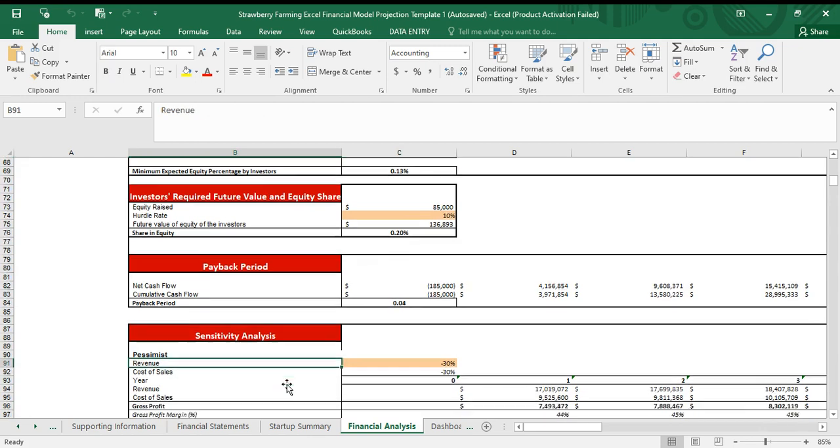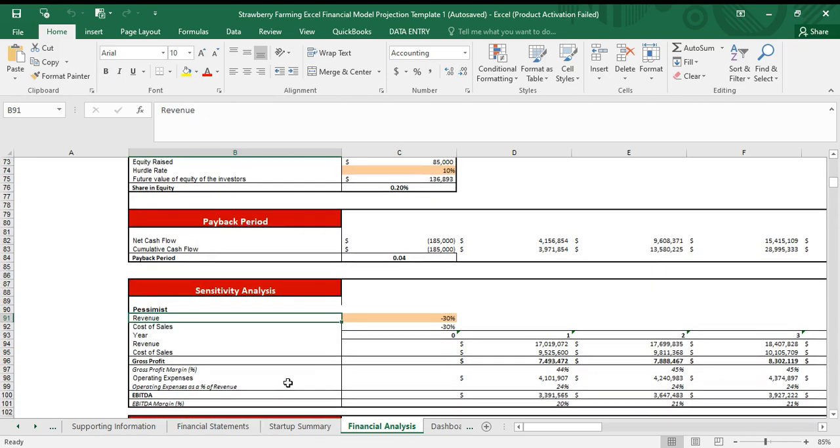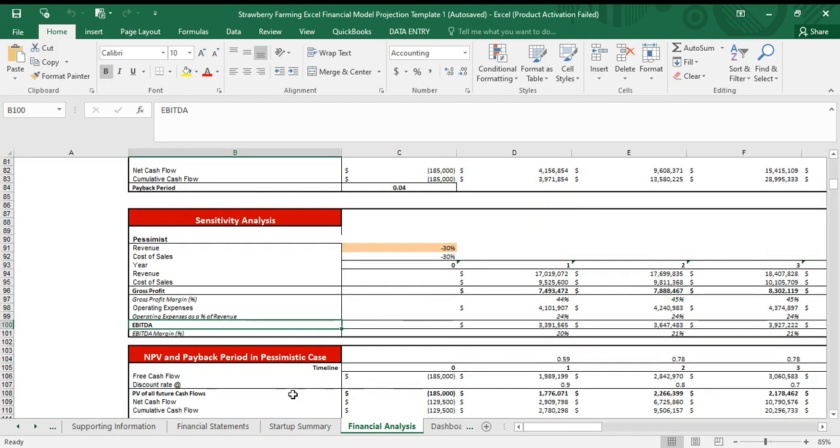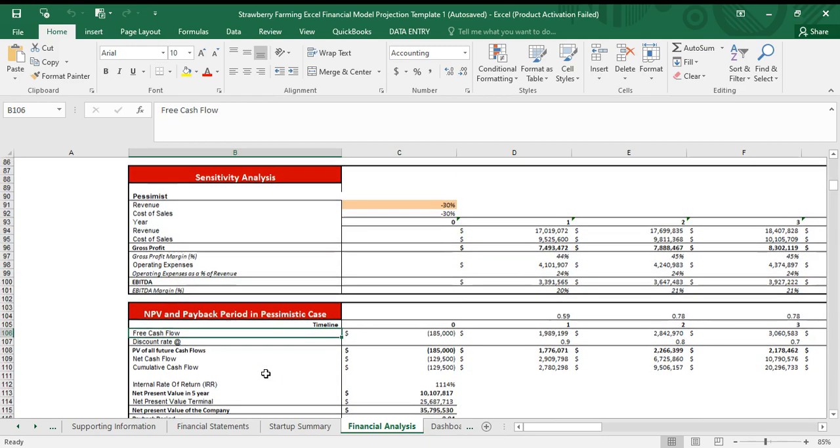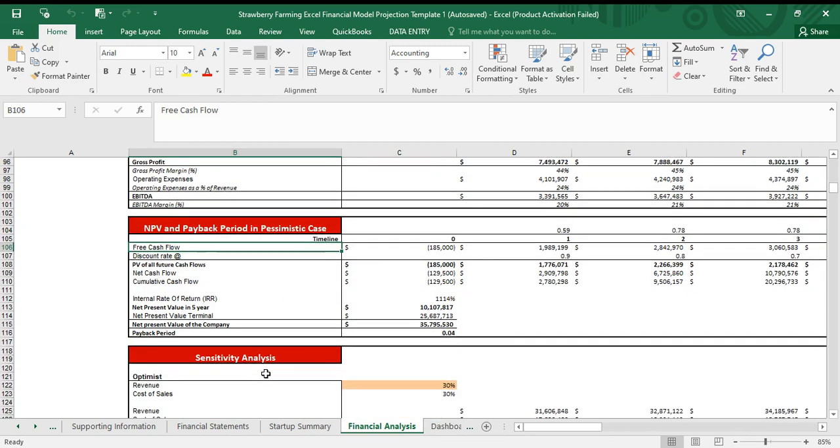Lastly, in the sensitivity analysis, we have analyzed how changes in one input can result in changes in profitability. So we have added both the pessimistic case and the optimistic case for sensitivity analysis.